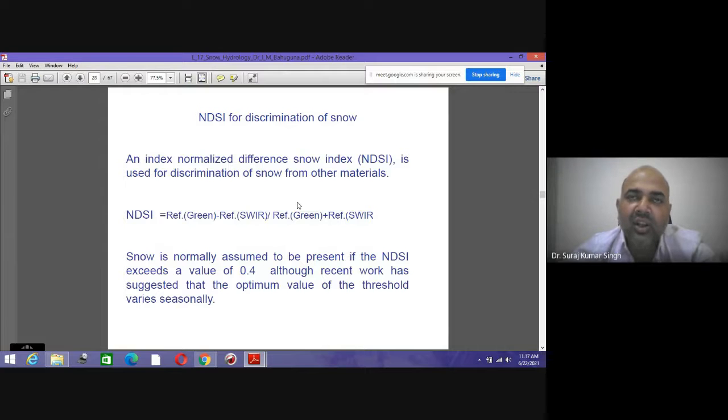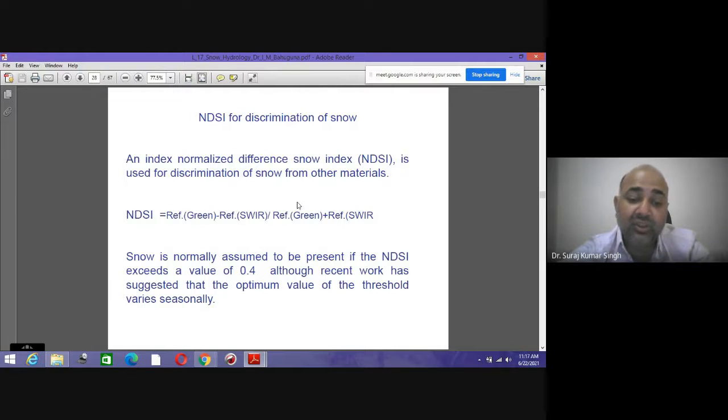Not only by using visual interpretation or various keys to identify the various features, we will also be using the band ratioing technique that I have already mentioned, the normalized difference snow index, to differentiate between snow and the other features. The formula is green minus shortwave infrared divided by green plus shortwave infrared.